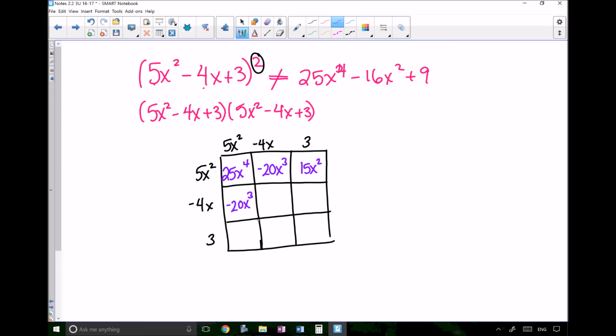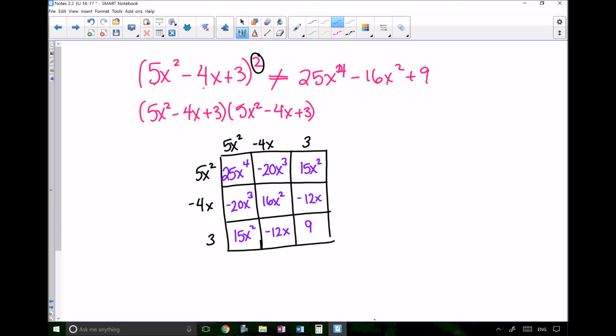Here I've got a negative 4x by a negative 4x, which is positive 16x squared. And here I've got negative 4x by 3, which is negative 12x. On this box right here, I've got 3 by 5x squared, which is 15x squared. This box here is 3 by negative 4x, which is negative 12x. And this box here is 3 by 3, which is 9.